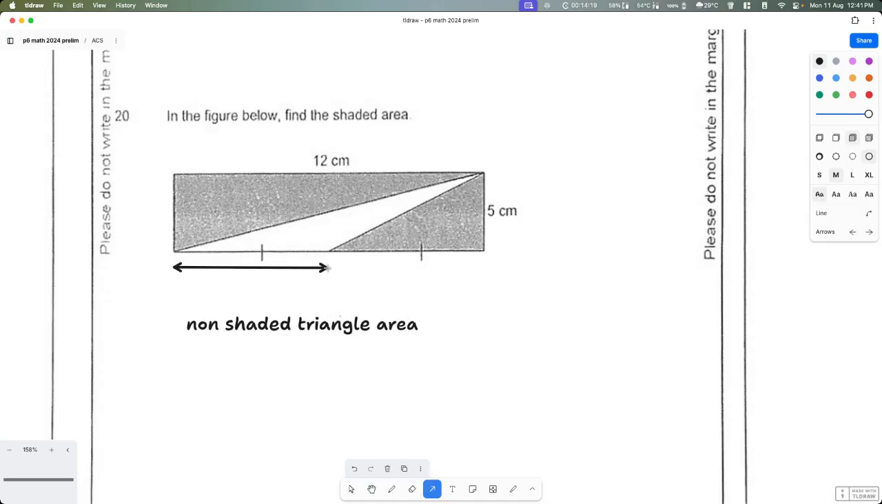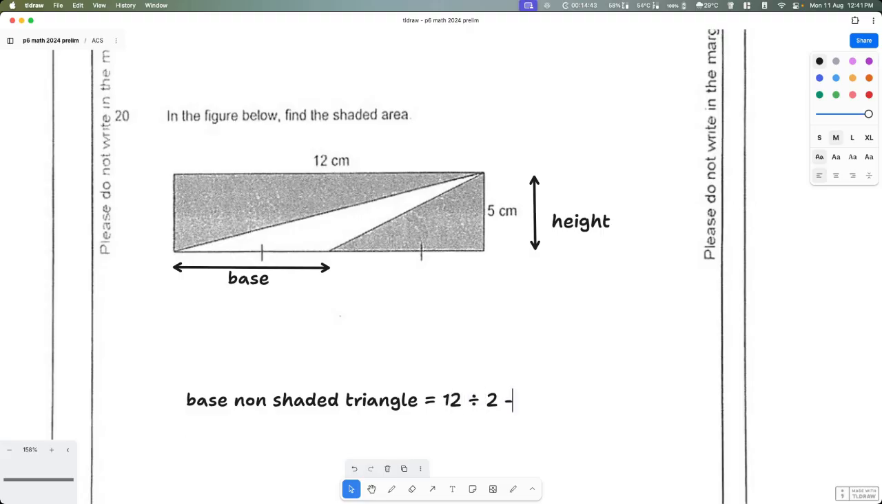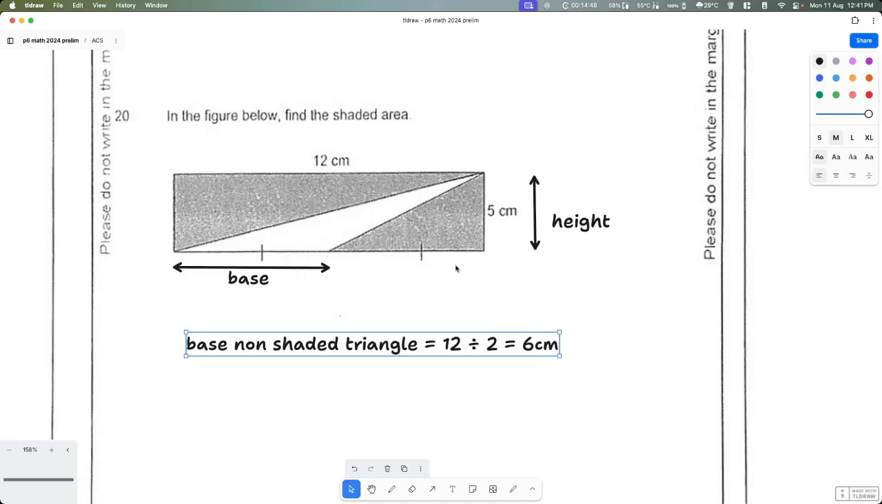So this is the base, right? So I'm going to write here base. This is the base, and then this is also the height. The height is over here in this case. So this is the height. So the base of the non-shaded triangle is equal to 12 divided by 2, and this will be equal to 6 centimeters. So these two sides are the same. So this is the base, this is also the base. So two bases.